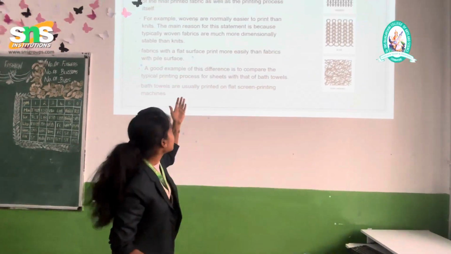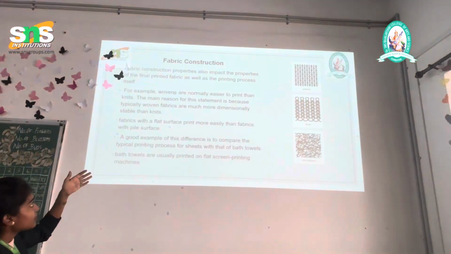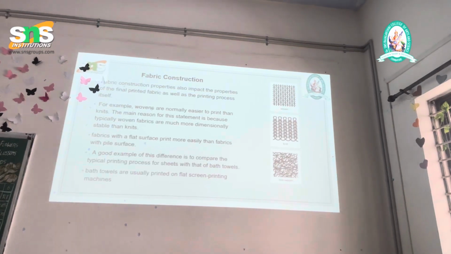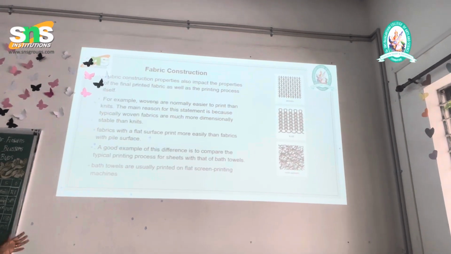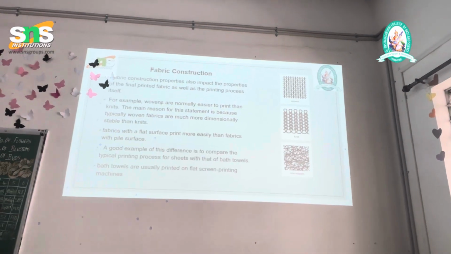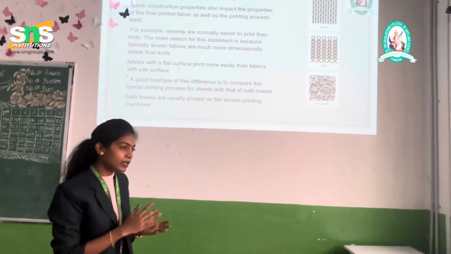Types include plain weave, twill, and satin. Characteristics are that it is stable, less stretchy, with strong edges. The impact on printing is that it is easier to print on because they are dimensionally stable.